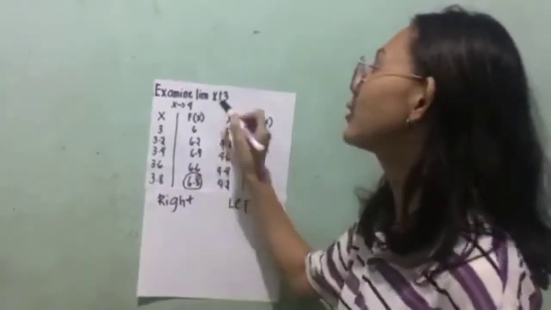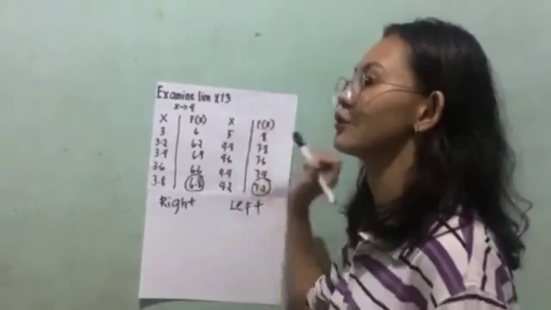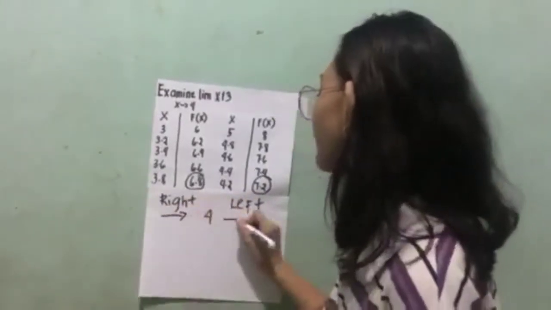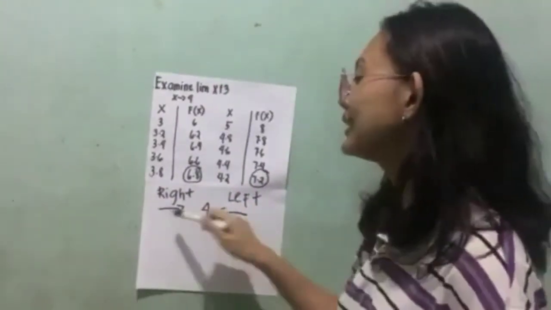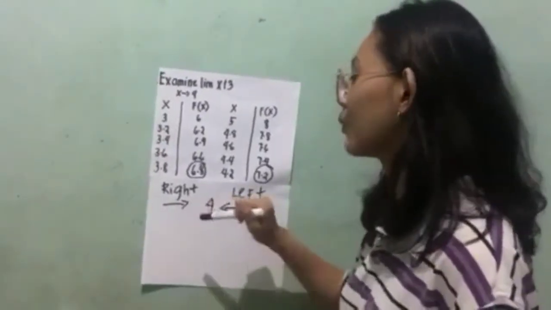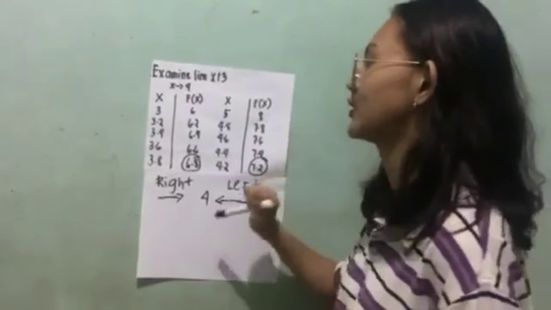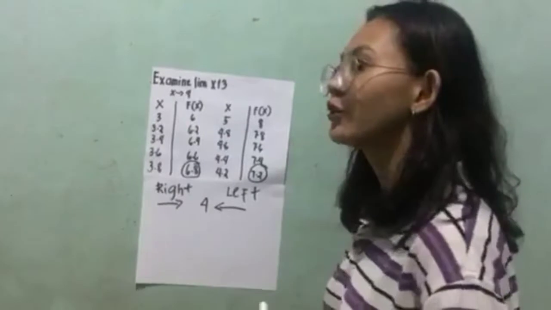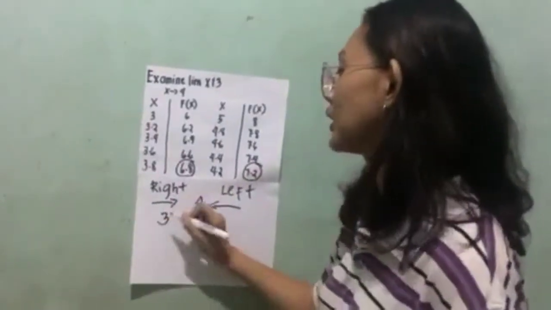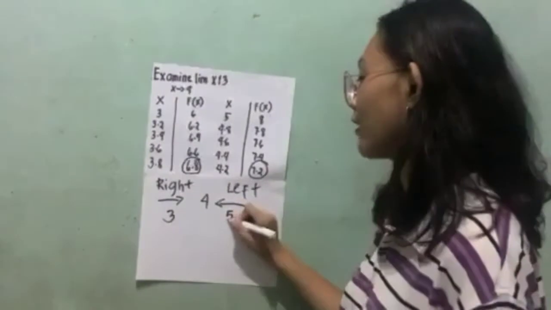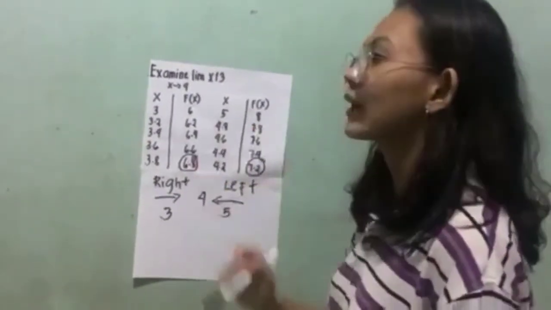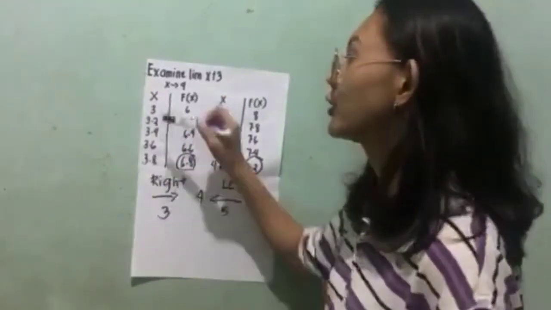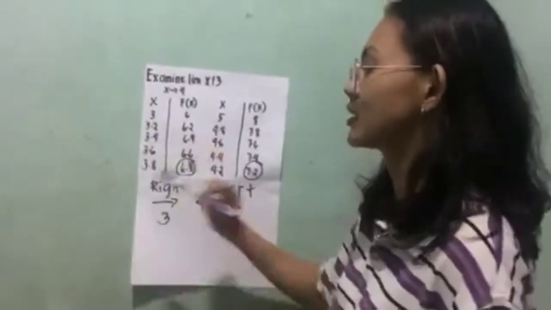Sabi dito, limit of x plus 3 where x approaches to 4. So, yung x natin mag-a-approach sa 4. Mula sa right mag-a-approach siya sa 4, mula sa left mag-a-approach siya sa 4. Ano ba yung nasa kanan ng 4 natin? Yung nasa kanan nun is yung 3. Tapos yung nasa kaliwa naman nun is yung 5. Ito yung mga value natin na simula sa 3 na papunta sa 4. Yun yung 3, 3.2, 3.4, 3.6, so on and so forth.